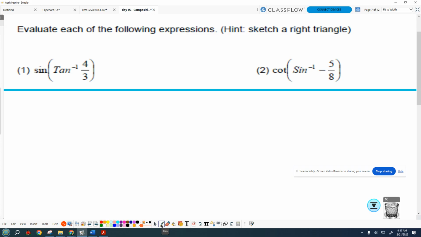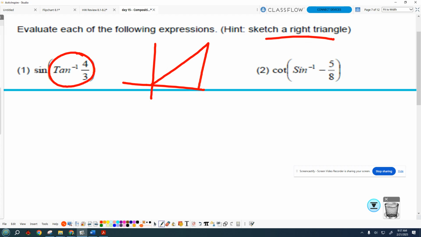Alright, so we need to deal with the inside first. And these are all done without a calculator. Chloe, tangent, positive ratio, what quadrant am I looking at? First quadrant. Okay, so as the hint says, sketch a right triangle. And the nose of the angle goes at the origin. So McKelly, this means tangent of some angle is 4/3. How do I label the sticks of the triangle?